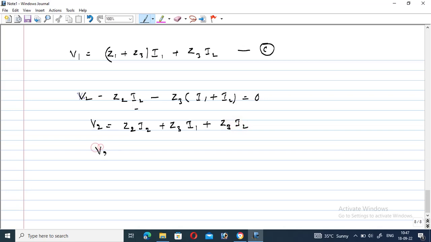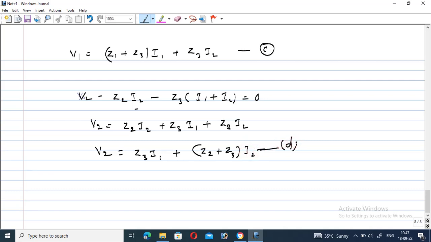So from this, we have to represent the I1 term first. V2 is nothing but Z3 I1 plus, taking I2 as a common, Z2 plus Z3 into I2. So let us consider this equation number D.